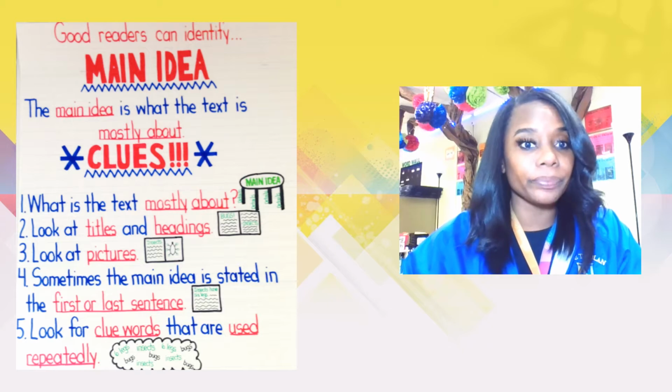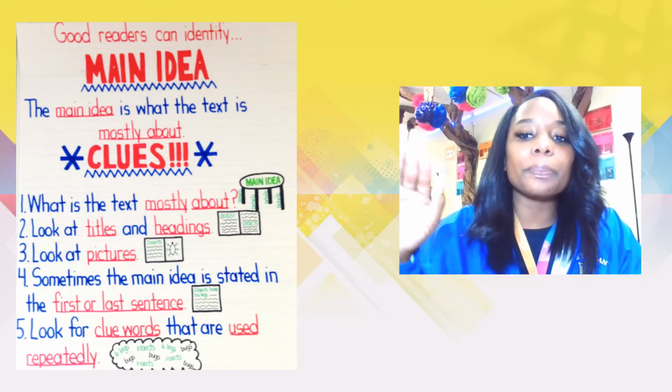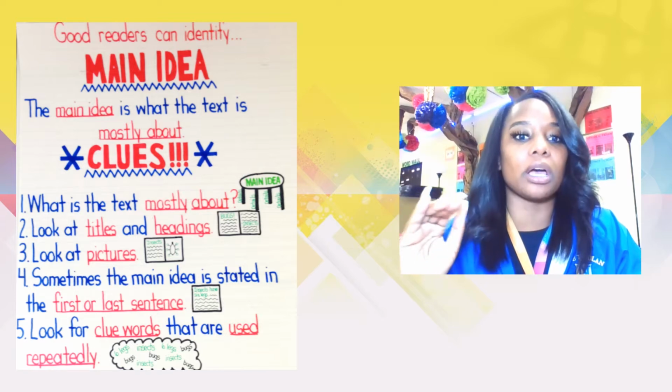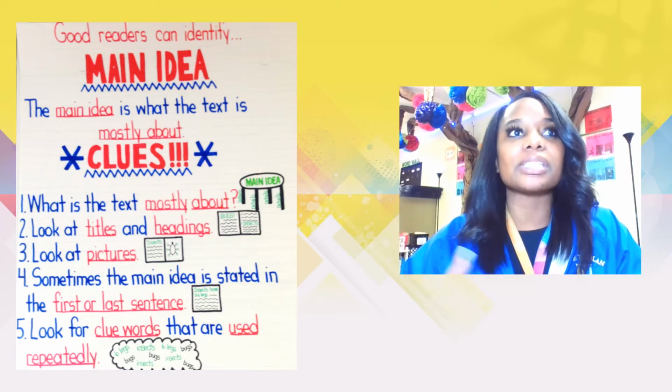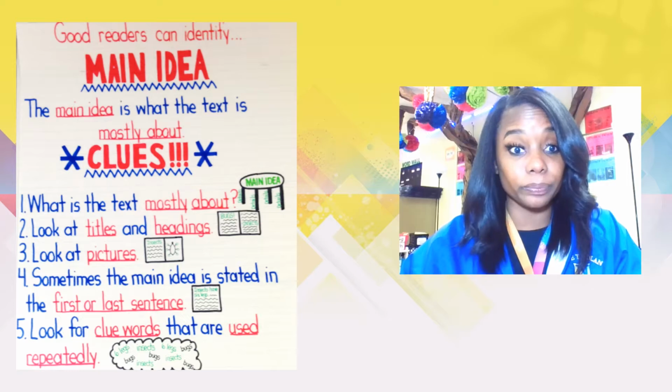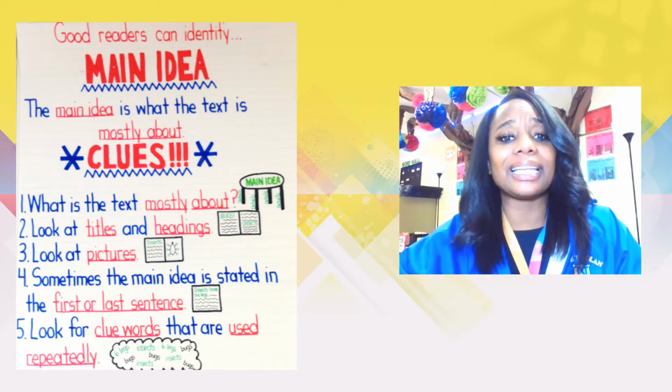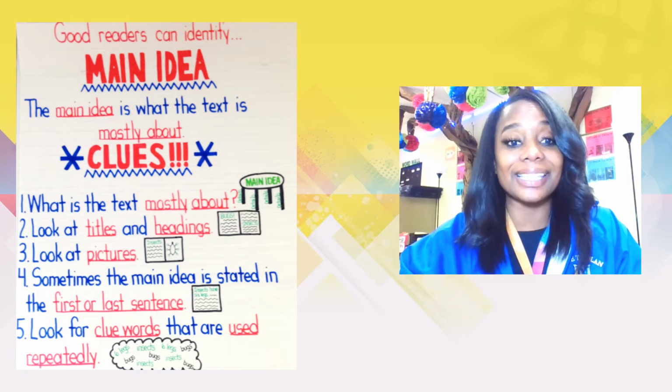Step 3, look at the pictures, and not just look at the pictures, read the caption under the picture. The caption tells us what the picture is about. Step 4, sometimes the main idea is stated in the first or last sentence. And step 5, look for clue words that are used repeatedly.